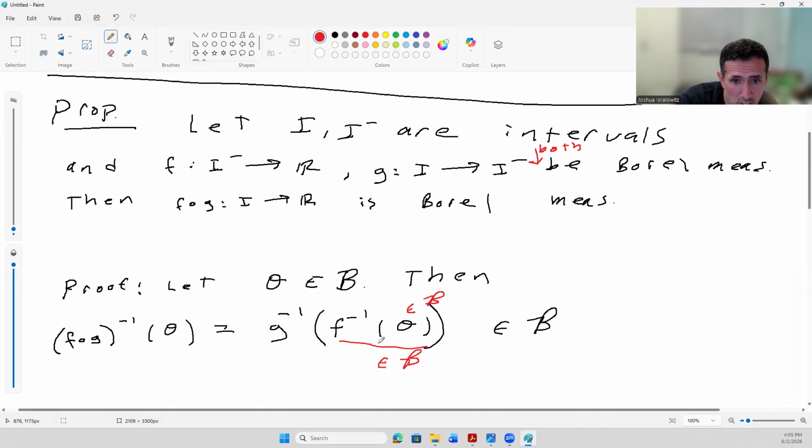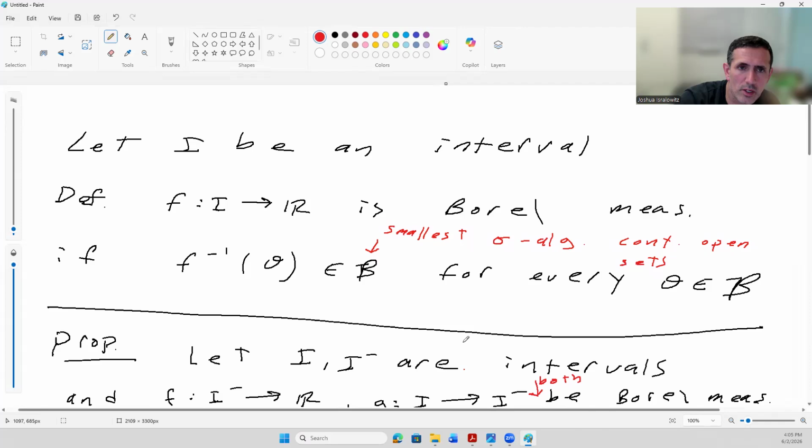So F is Borel measurable, so this inverse image is Borel. G is Borel measurable, so this inverse image is Borel. One thing I want to make clear is that if F is Borel measurable, then it's Lebesgue measurable. In particular, if F is real valued, defined on an interval and is Borel measurable, then it's Lebesgue measurable.